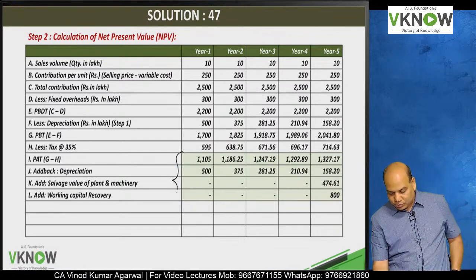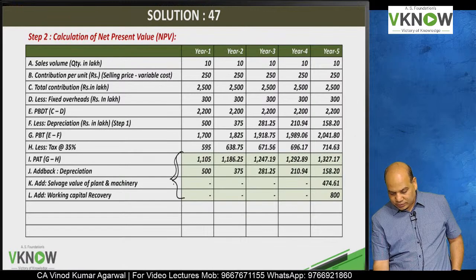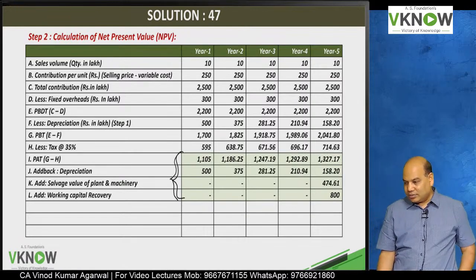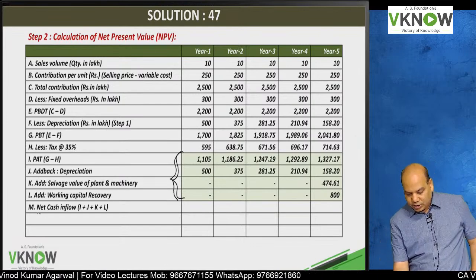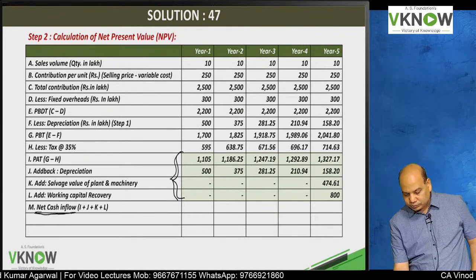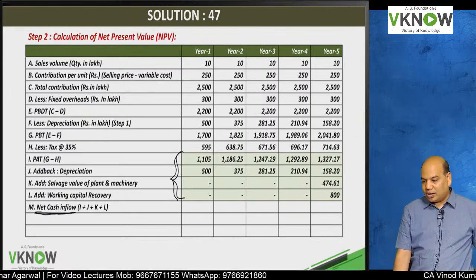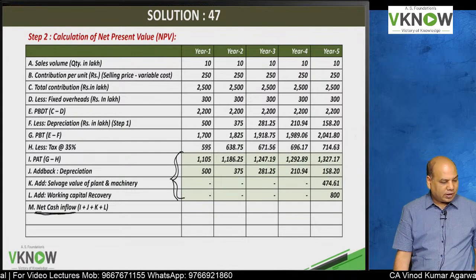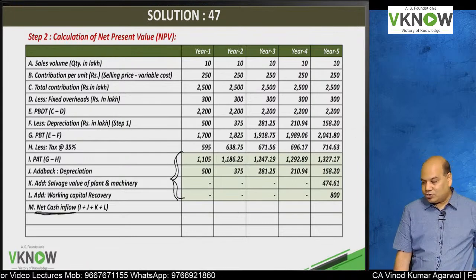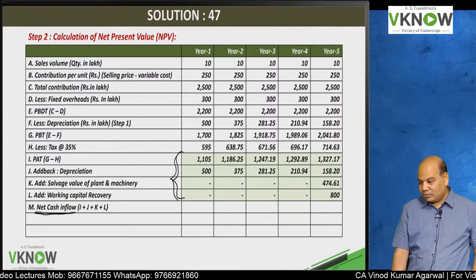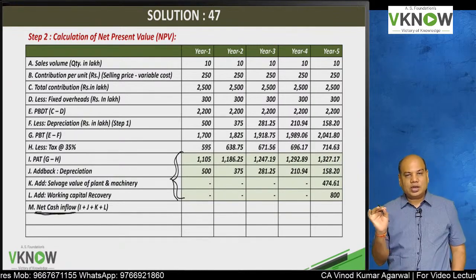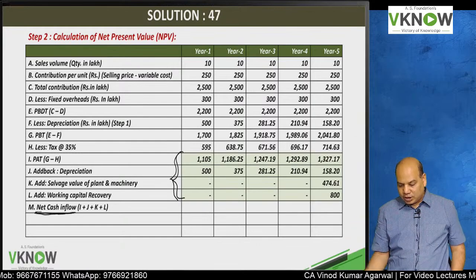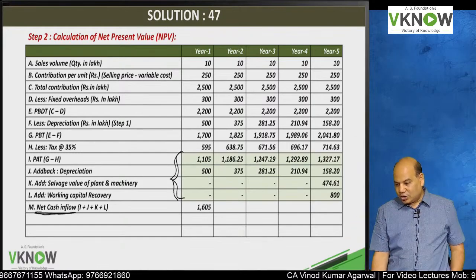Now what you do? You add these 4 lines which I have highlighted also with green background. That will give you net cash inflow. Point number M, write down net cash inflow: I plus J plus K plus L. Total of these last 4 lines will give you annual cash inflow per annum, or each year you can say.